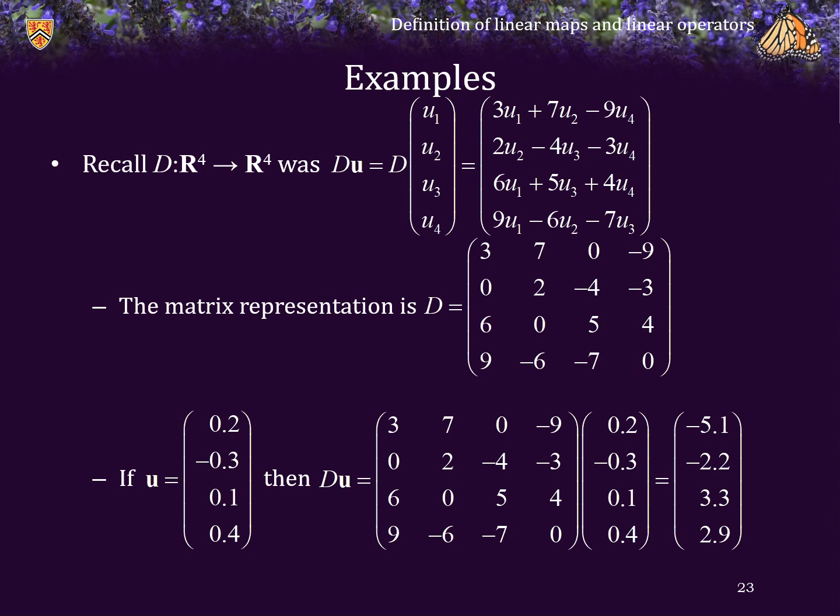once again, to get the first entry in the result, you multiply element-wise the first row of D times the corresponding entries of u, adding them together. Then the second row of D times each entry multiplied by the corresponding entry in u, then all added, and so on and so forth, to finally get the image of u under this linear map D.